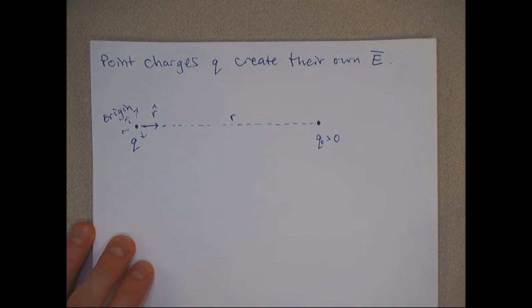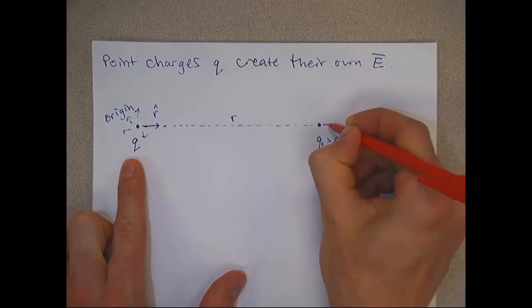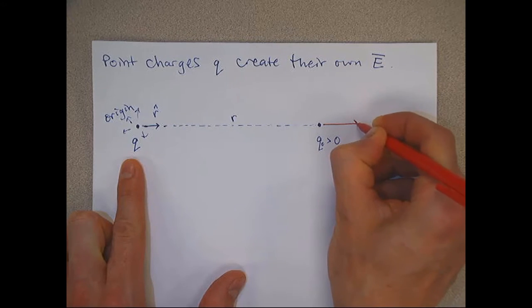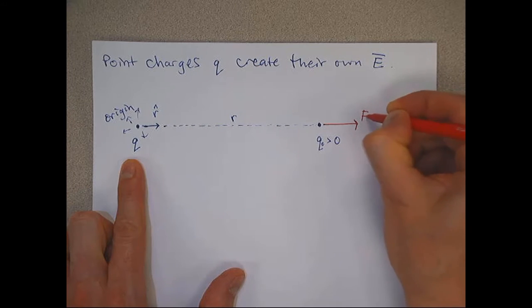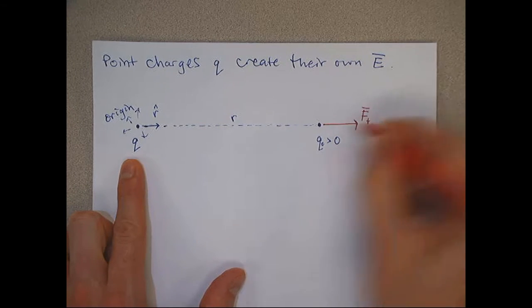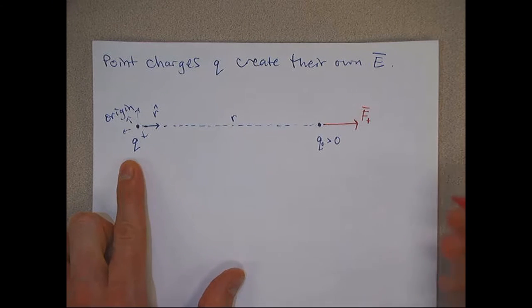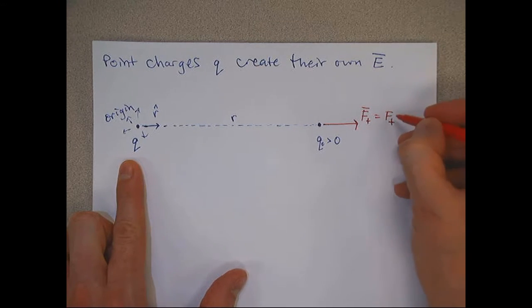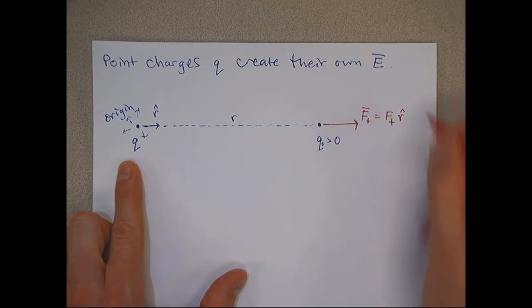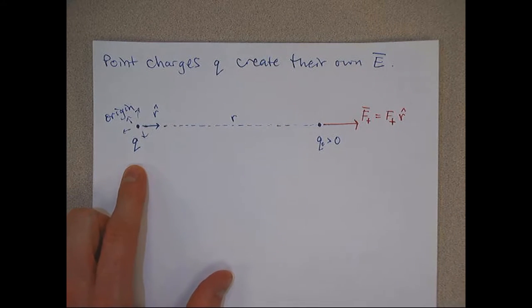In the case that the original charge is positive, I'll label here a repulsive force. We can call it F plus, plus meaning the situation where Q is positive. And it will have some unknown magnitude. This is what we're trying to solve for. It will point in the plus r hat direction. In other words, it points away from the original charge.